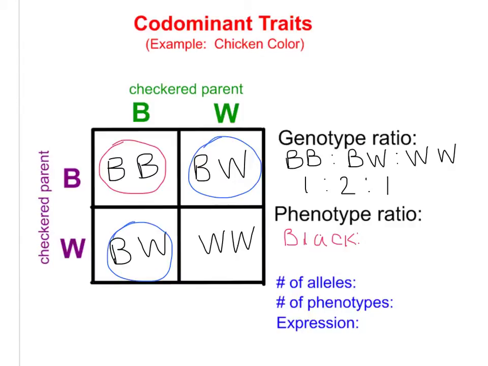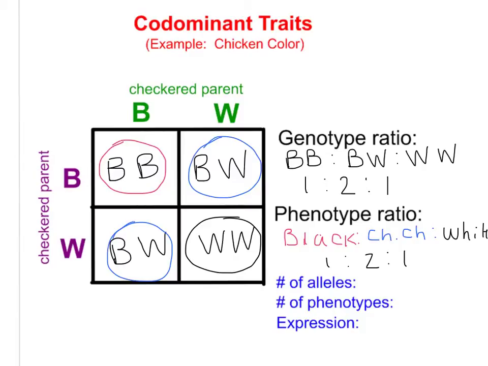Remember, one is not dominant over the other in a codominant trait. So in this situation, that will be a checkered chicken. And I'm just going to abbreviate that, CH CH, checkered chicken. And then we have our very last chicken right here, WW, it's white. So our phenotype ratio is also 1 to 2 to 1. This is a very standard ratio for codominant traits.